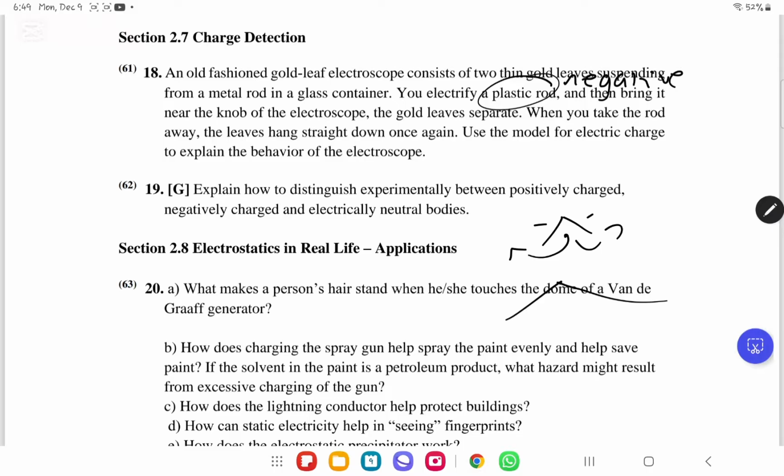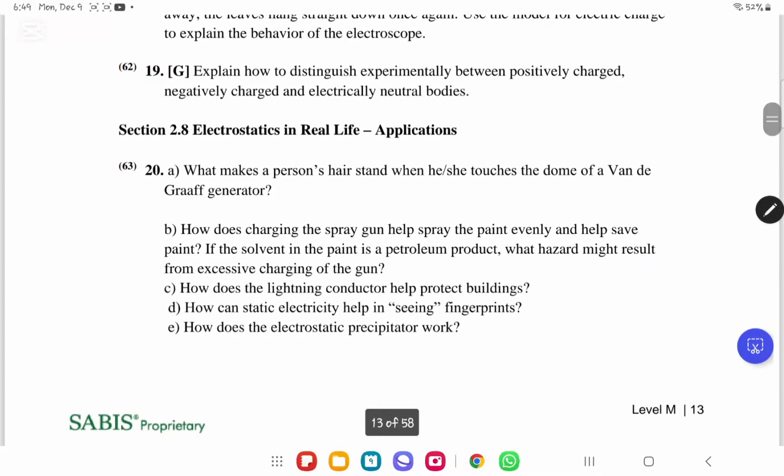Now, when you remove the rod, the electrons are going to go back to normal. It's going to continue becoming a neutral object. So then the leaves are going to fall straight once again because it is neutral. So that's pretty much it for number 18. Number 19, explain how to distinguish experimentally between positively and negatively charged and electrically neutral bodies.